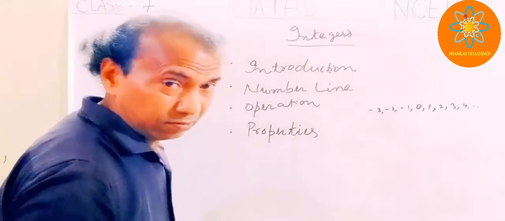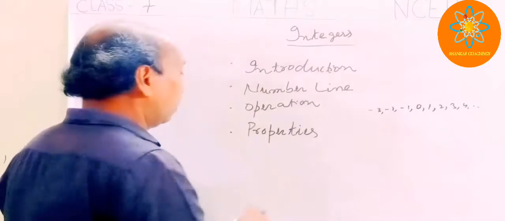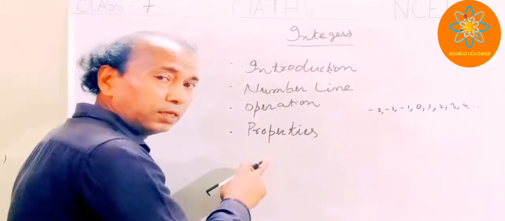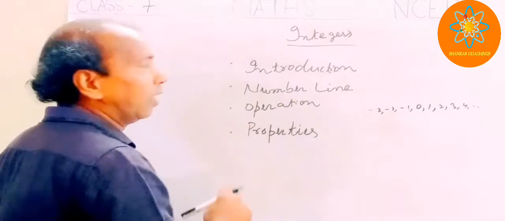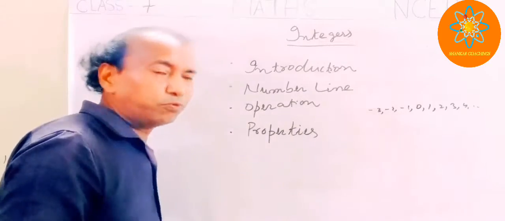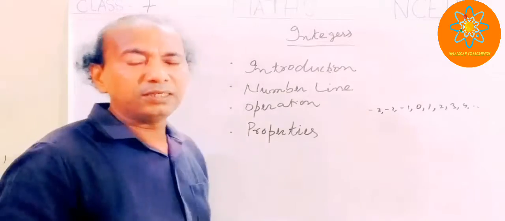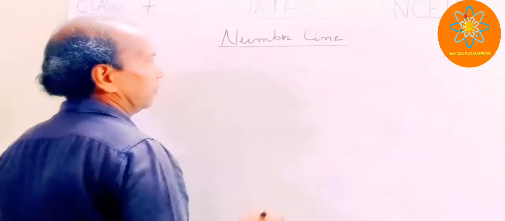What are the properties? Properties are closure property, commutative property, then associative property and distributive property.